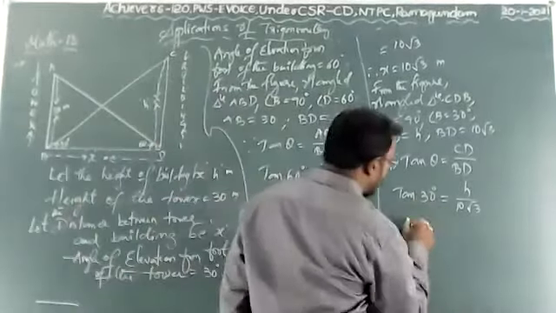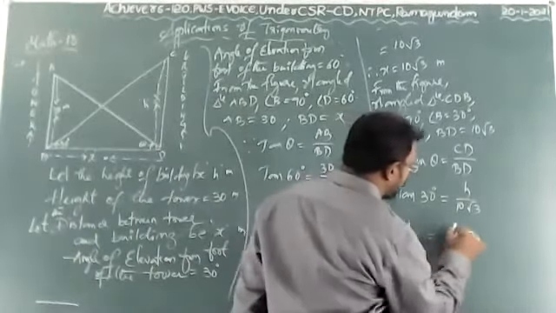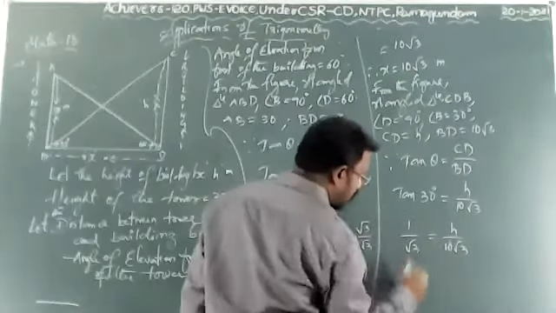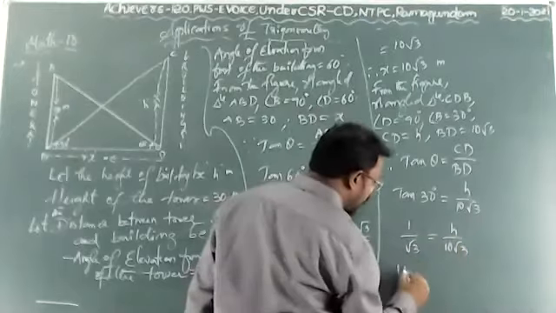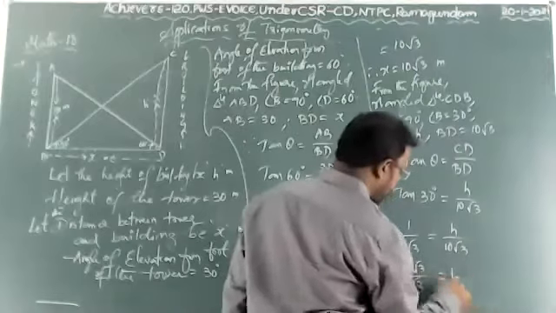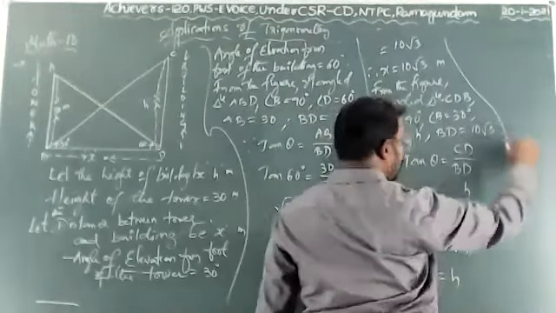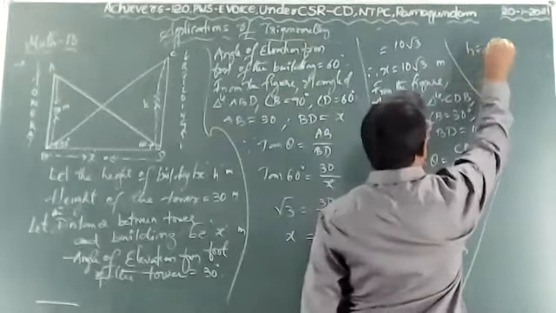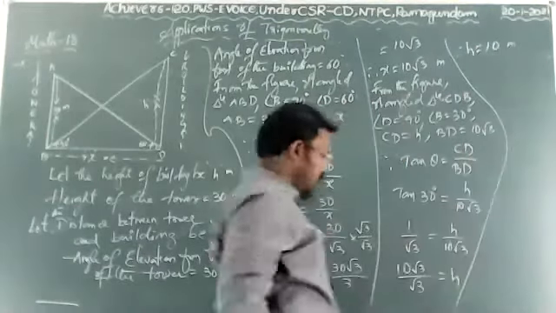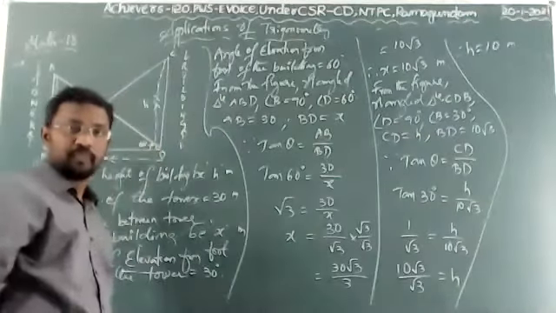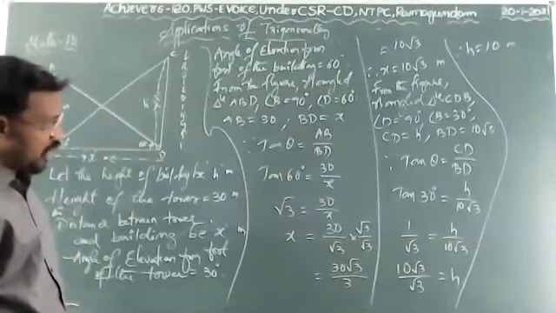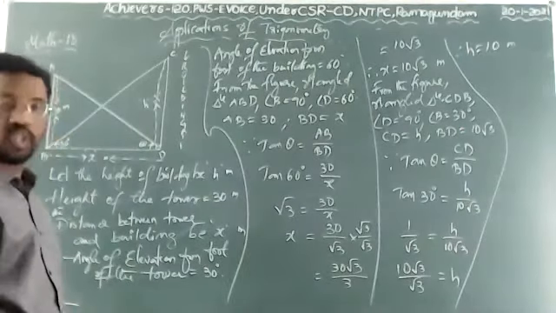Tan 30 is 1 by root 3, which is equal to h by 10 root 3. Now h is equal to 10 root 3 by root 3 into 1. Root 3 cancels. You got it. h is equal to 10 meters.